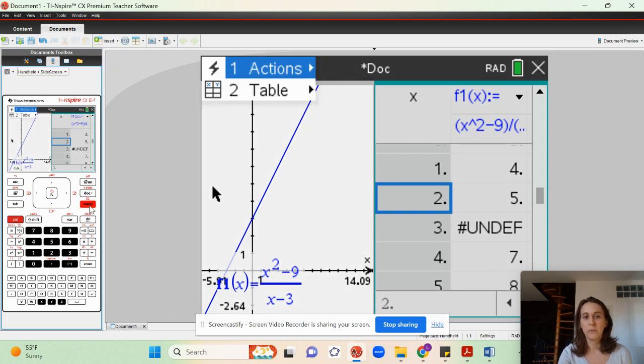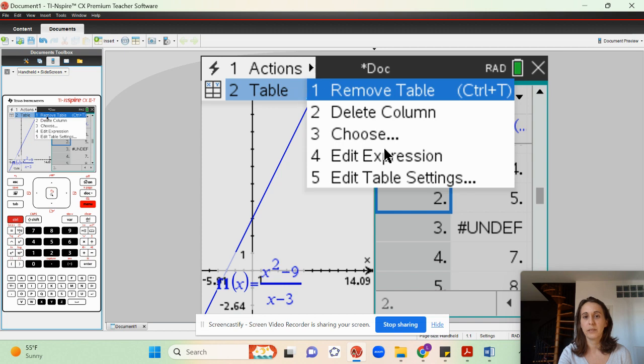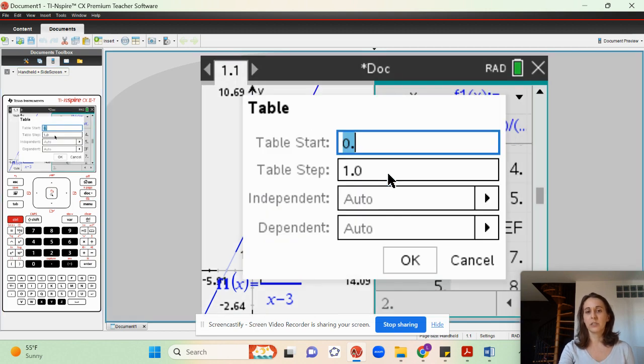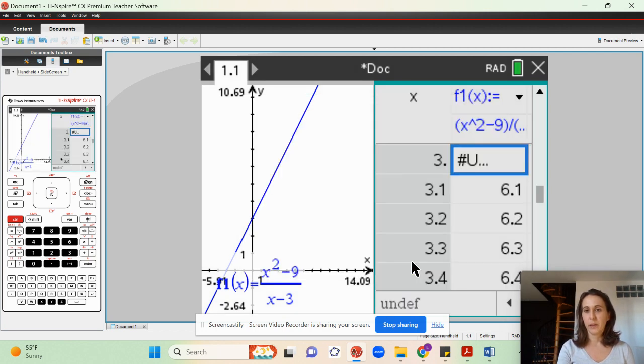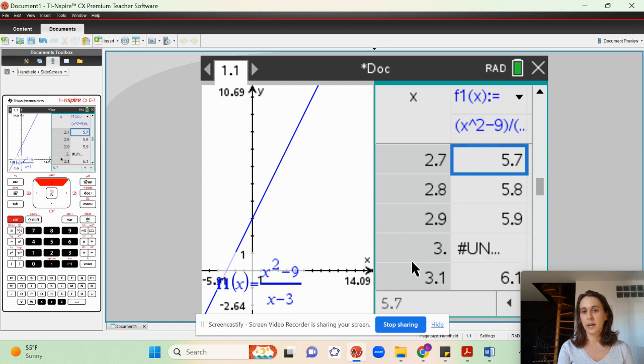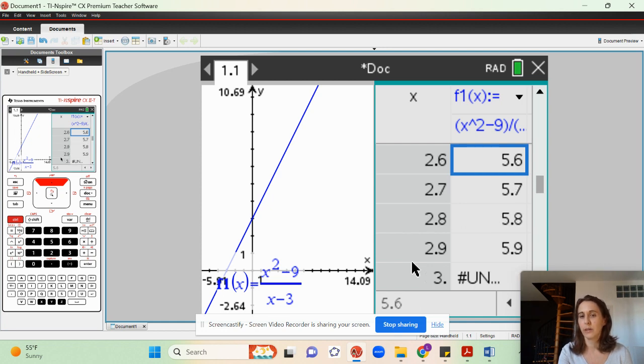And we can press Menu, Table, and Table Settings. Let's change our table settings. Let's start it at 3, and let's change the table step to 0.1 or even 0.01. Let's just start with 0.1. What that's saying is I want to look at x equals 3, and I want the x values to change by 0.1.